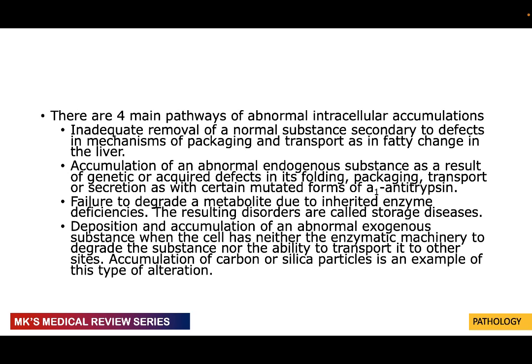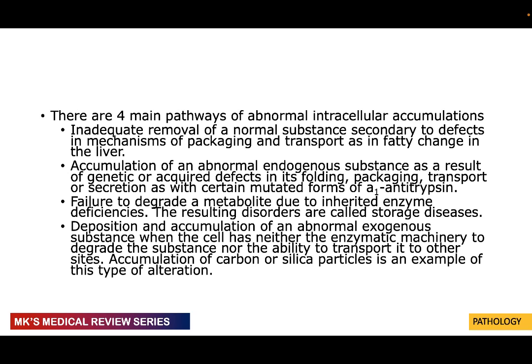Number 2, it could be an accumulation of abnormal endogenous substances because maybe there's a genetic or an acquired defect in folding, packaging, transport, or secretion, as with certain mutations like alpha-1 antitrypsin. Remember, I already talked about this. It often tends to cause a severe form of emphysema known as panacinar emphysema. It's also associated with liver cirrhosis.